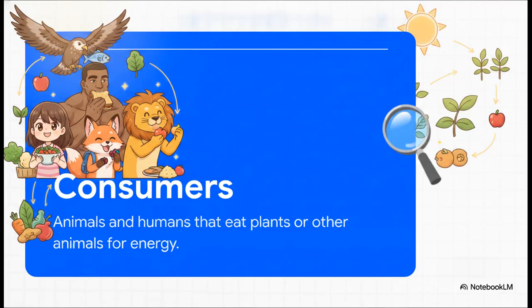Next up are the consumers. And hey, this is exactly where we fit in. Because humans and animals can't just absorb sunlight and make our own food, we have to consume to survive. We rely entirely on those producers or on eating other consumers just to fuel the engines of our own bodies.